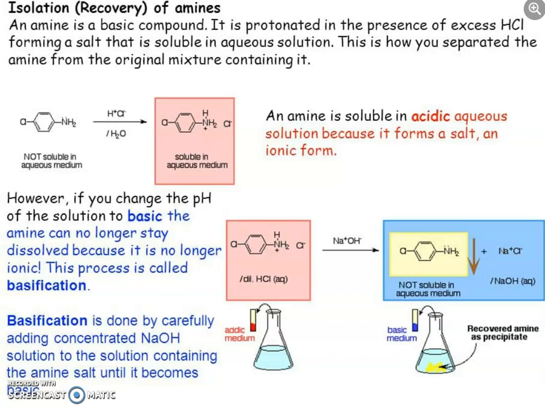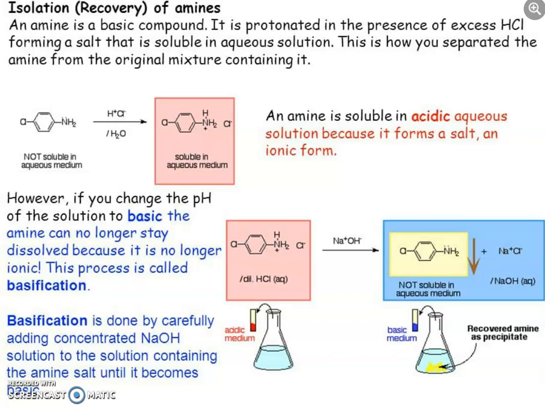An amine is a basic compound. It is protonated in the presence of excess HCl, forming a salt that is soluble in aqueous solution. This is how you separated the amine from the original mixture containing it. The amine is soluble in acidic aqueous solution because it forms a salt in ionic form. However, if you change the pH of the solution to basic, the amine can no longer stay dissolved because it is no longer ionic. This process is called basification.